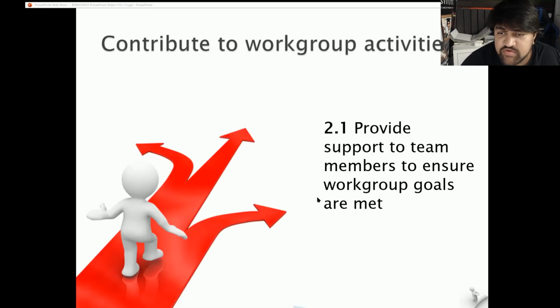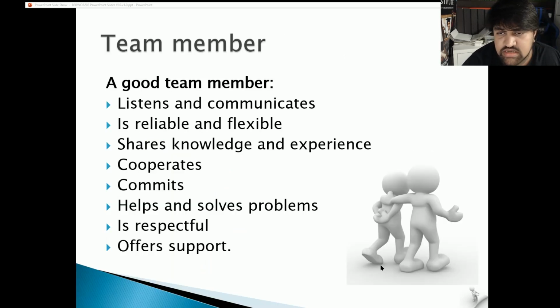2.1. Provide support to team members to ensure workgroup goals are met. A good team member listens and communicates. They are responsible, reliable, and flexible. They share knowledge and experience with one another, cooperate, make commitments, help and solve problems. They are respectful and offer support to one another.